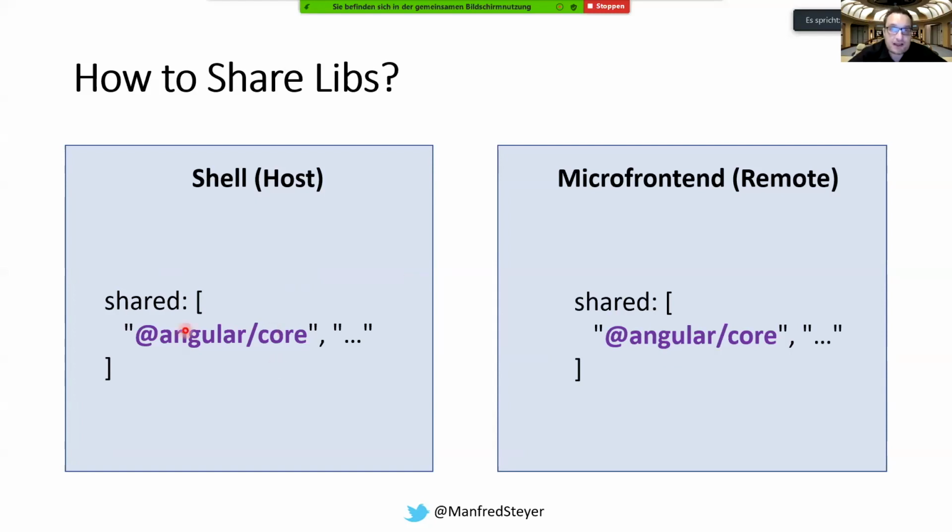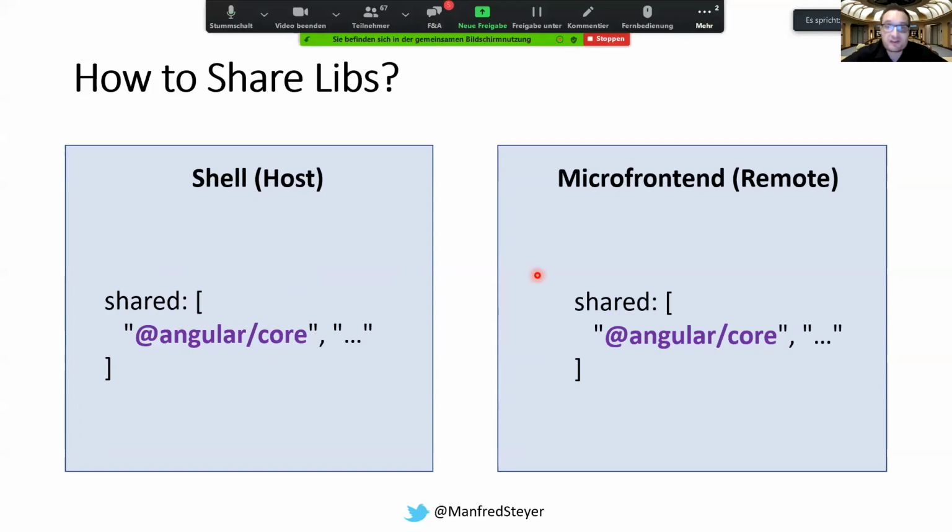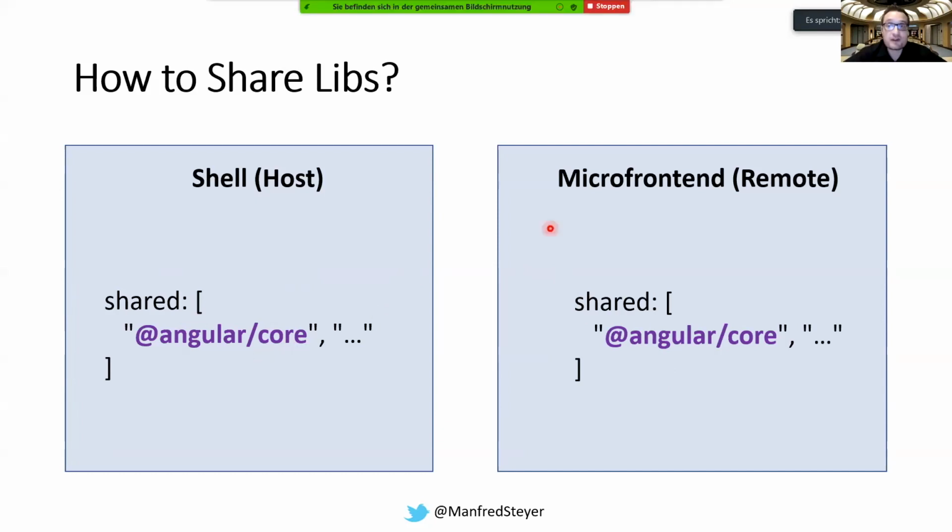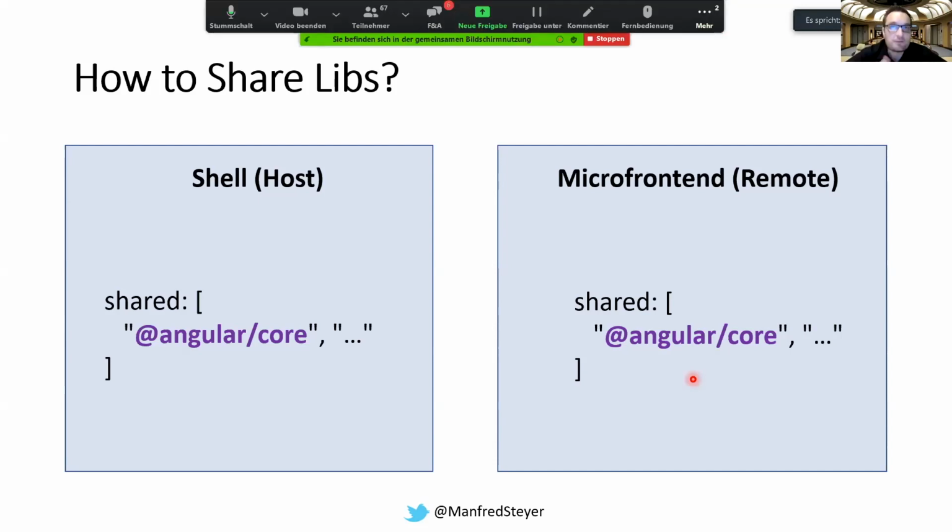That means the shell loads it, the micro-frontend does not load it. The micro-frontend checks at runtime, does the shell already have it? Does the shell share it with me? And if this is the case, it is just reusing Angular core from the shell. If this is not the case, the micro-frontend can fall back to load its own version of Angular core. That's why all those shared libraries are put in bundles of their own, so that they can be loaded on demand if the shell decides to not share them.